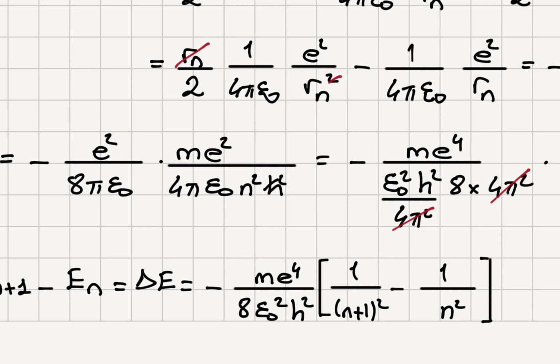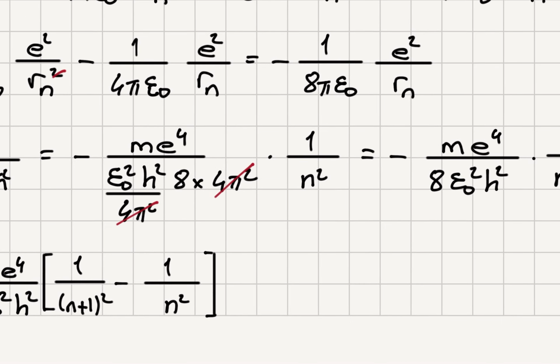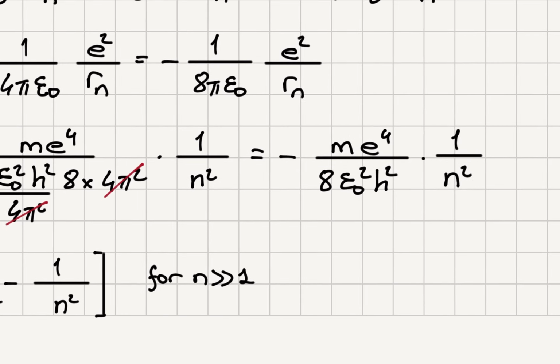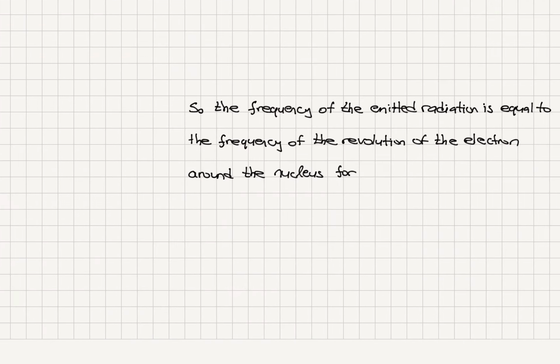Okay, and for the term 1 over (n+1)² minus 1 over n², when n is much greater than 1, we're looking at the classical limit here. 1 over (n+1)² minus 1 over n² is equal to (n² minus (n+1)²) divided by n²(n+1)². And let's see what that will simplify to.